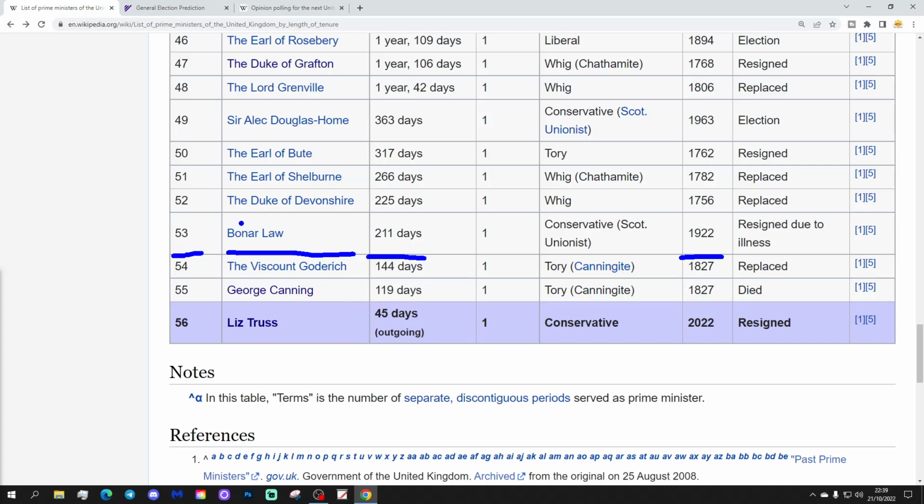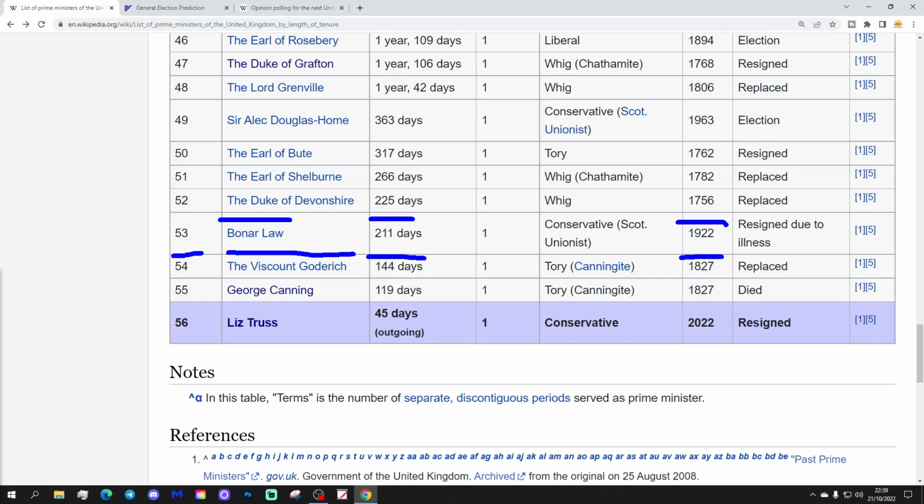After that we have at number 53 Andrew Bonar Law. Now he was a big name back in the early part of the 20th century. And he took over for 211 days in 1922 after the coalition government collapsed. So before him, Lloyd George, the Liberal leader, was the Prime Minister of a coalition government between, I think, National Liberals and Conservatives, and the official Liberal Party had split off and become like the opposition.